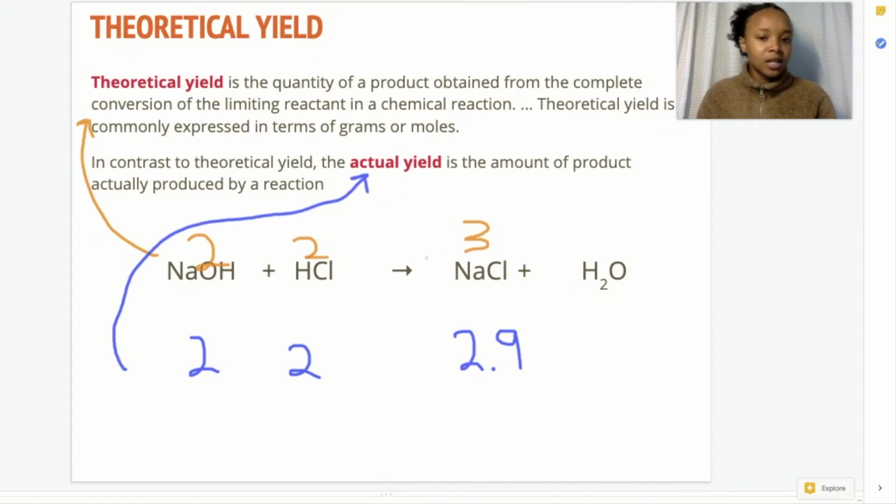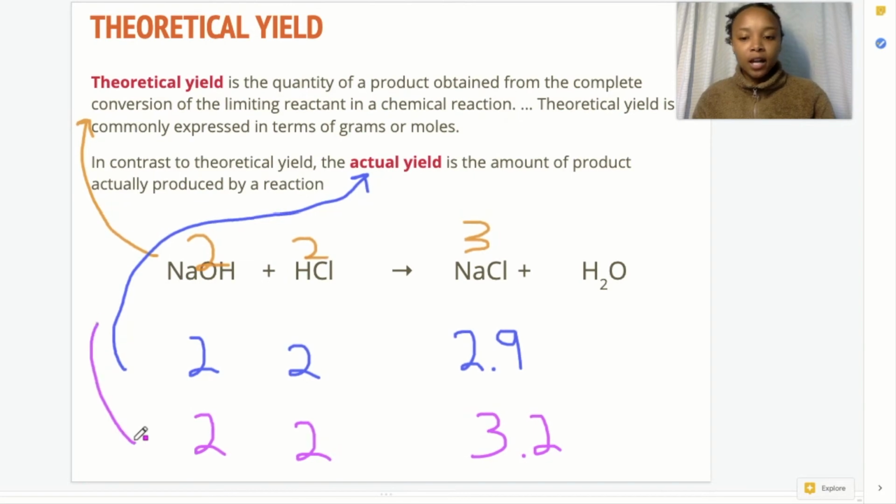Does that make sense? And somebody else can come along and say, well, shoot, I actually got 3.2 moles by mixing 2 and 2. And that would be another actual yield. So does that make sense? The theoretical yield is the yield that holds true based off of science, whereas the actual yield is what you actually get after completing the experiment. So what we're going to be doing in the next few slides is calculating that theoretical yield.